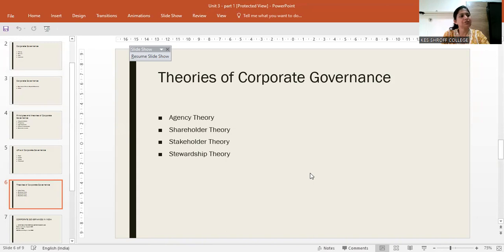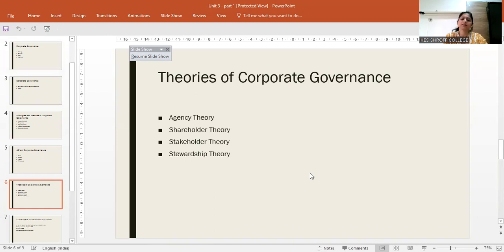So, what does agency theory say? Agency theory says that directors are involved in the controlling of the company and shareholders are the owners of the company. So this theory gives more weightage to the interest of the shareholders. It says that the principal, that is the shareholder, will employ the agent, that is the directors, who are accountable for their working to the principal, that is the shareholder, and they will manage the different tasks of the company.